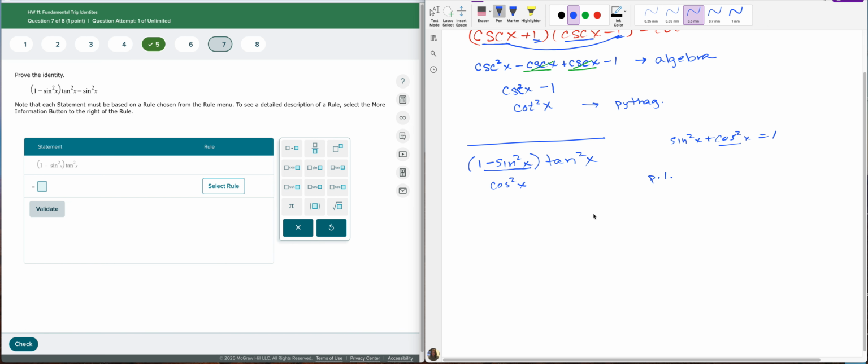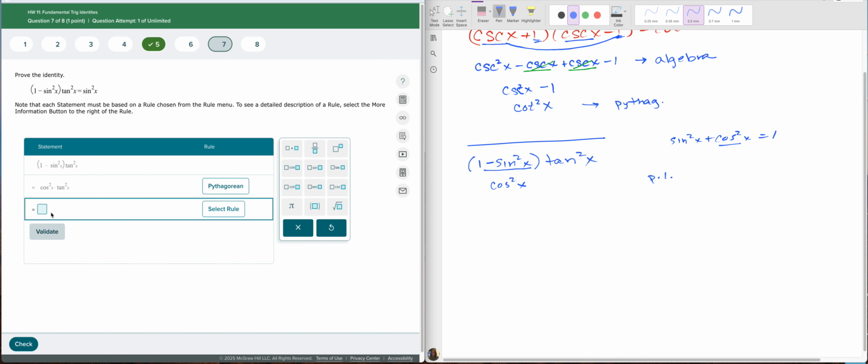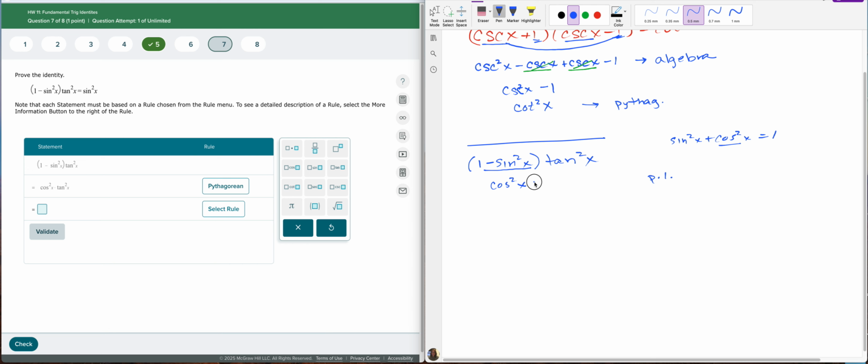I'm just going to abbreviate. So I can go ahead and get that started. We'll replace that with cosine squared x, and then that gets multiplied. So I'm going to hit this to do the multiplication by tangent squared x. And I'm going to select that I used a Pythagorean identity. So let's see. Okay, so far so good. Now I've got the multiplication. Let me go ahead and continue over here.